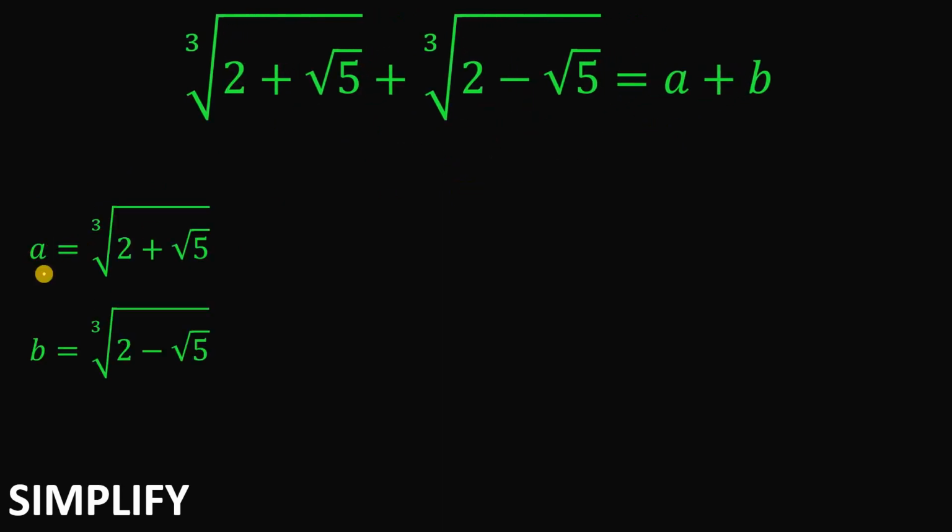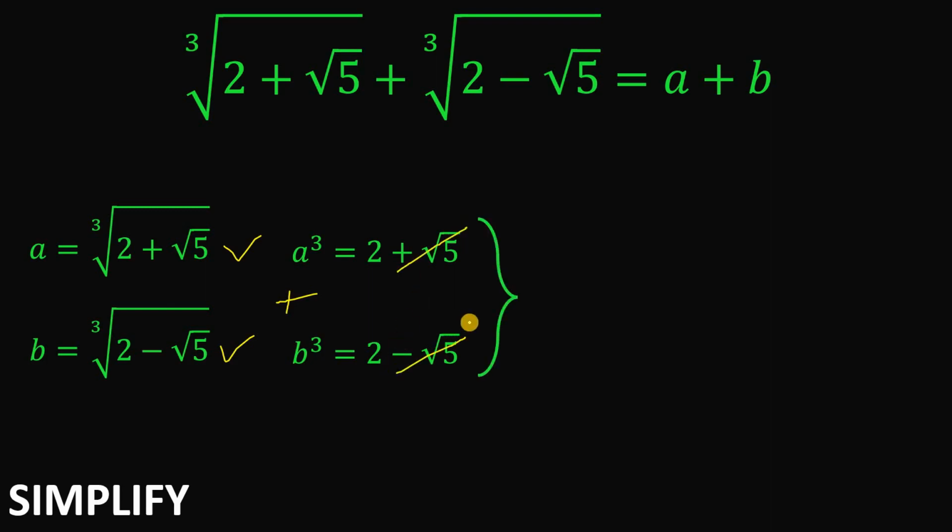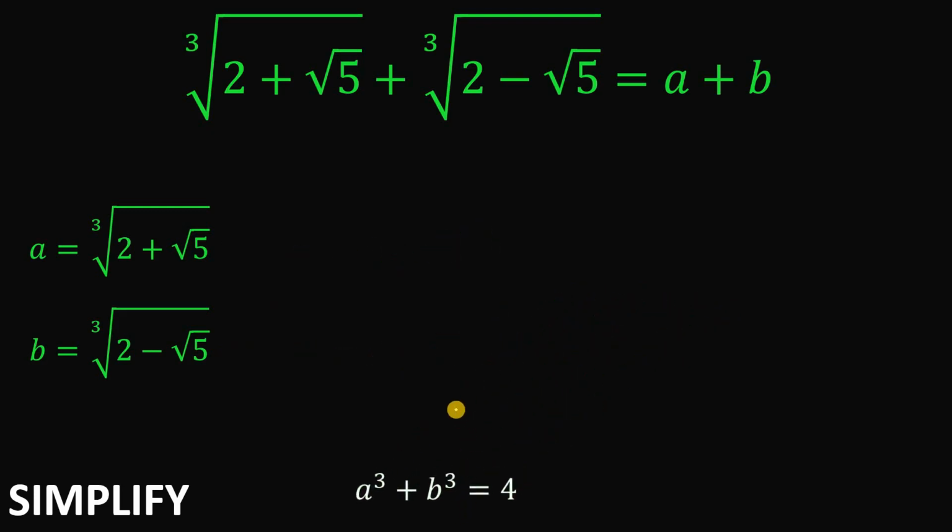Now, since a equals cube root of 2 plus square root of 5 and b equals cube root of 2 minus square root of 5, if we cube both sides of the first equation, we get a cubed equals 2 plus square root of 5. And if we cube the second equation, we get b cubed equals 2 minus square root of 5. Take note, when we add these two results, we eliminate the positive square root of 5 and the negative square root of 5. So a cubed plus b cubed equals 2 plus 2, or simply 4. Now let's set aside this result.